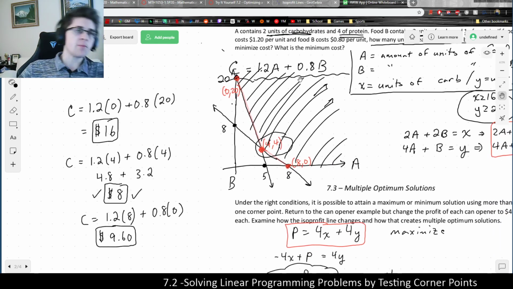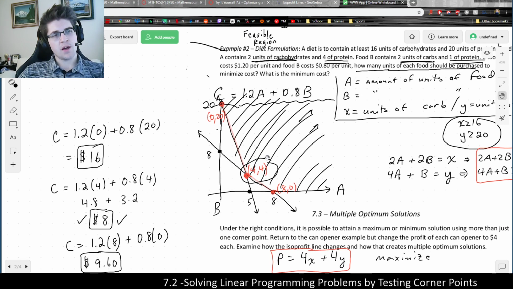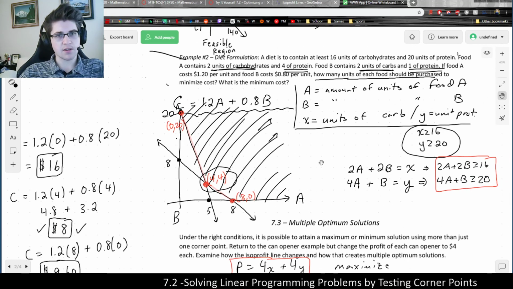And so, summary and conclusion here, we want to buy 4 units of the first type of food, and geez, my hair's out of control, and 4 units of the second food. And if we do that, it should cost us $8, and it should give us exactly the amount of dietary food we need. Because food A provided 2 units of carbs, and food B provided 2 units of carbs. So if I buy 4 of each, that would be 8 plus 8 is 16, and that would satisfy my requirement to have at least 16.